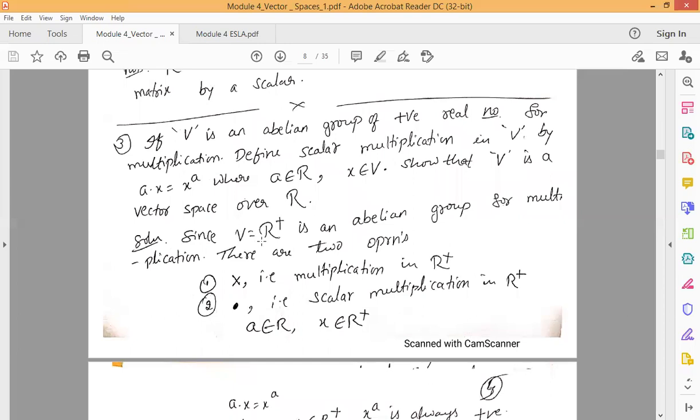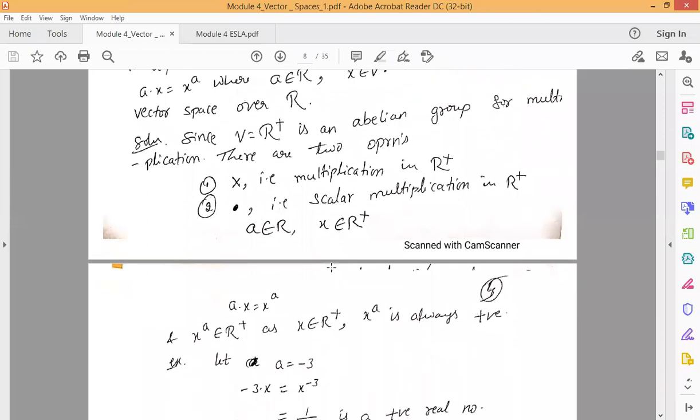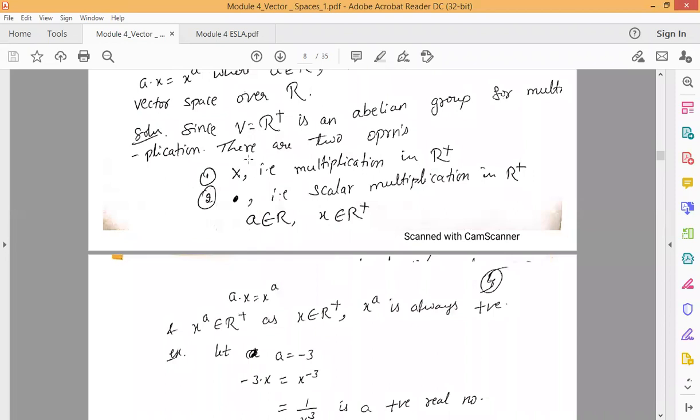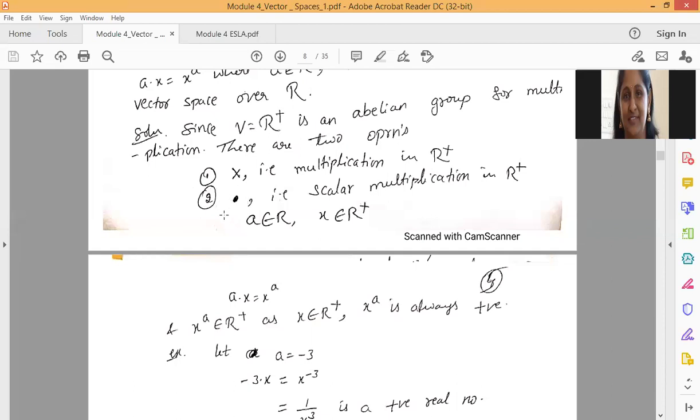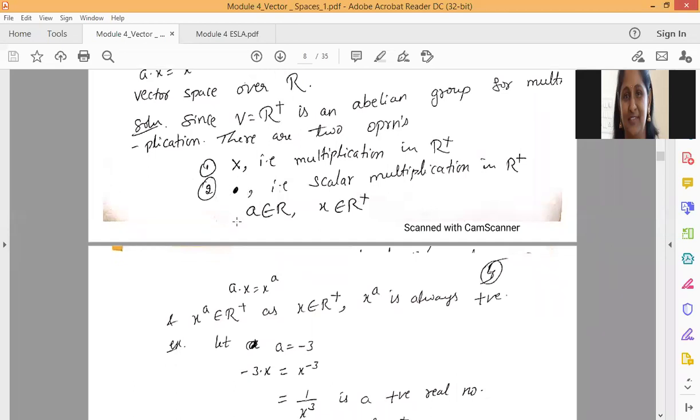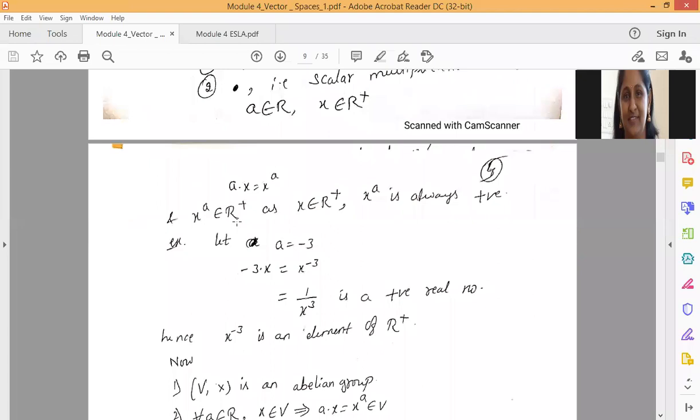So since V is R plus, it is an abelian group. For multiplication, we need to perform the scalar multiplication as well as the normal multiplication. Normal multiplication will be denoted by into, as you know, and the scalar multiplication will be denoted by dot. Here we have assumed that a is equal to -3.